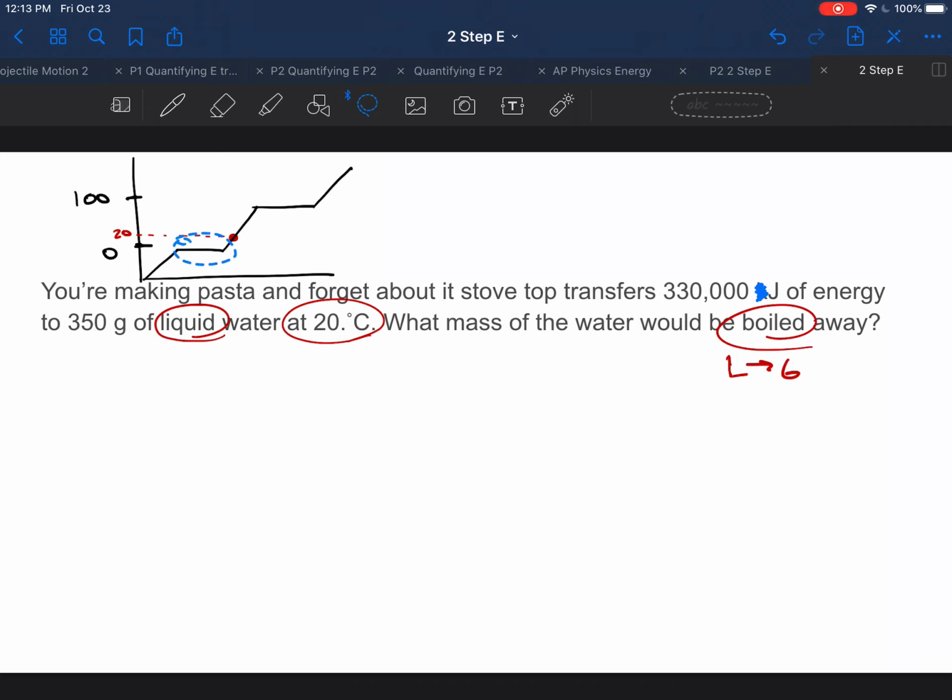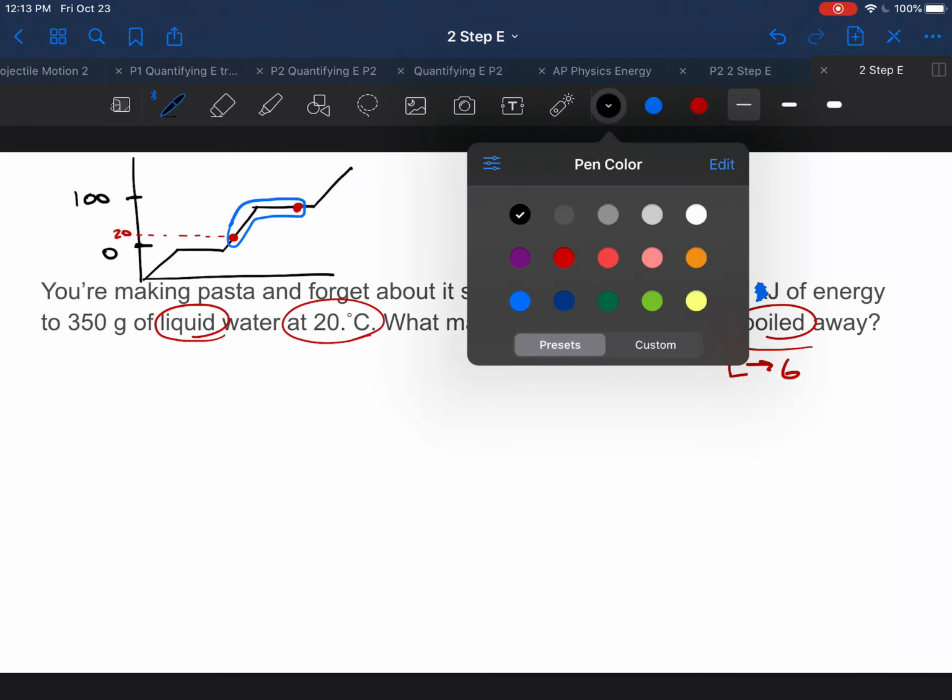Well, we remember that the two flat lines are where phase changes occur. This one down here would represent a solid to a liquid, and this one would be liquid to a gas. So that means that my final point is going to be somewhere along this region. So that means that my event is taking place over these two regions here.